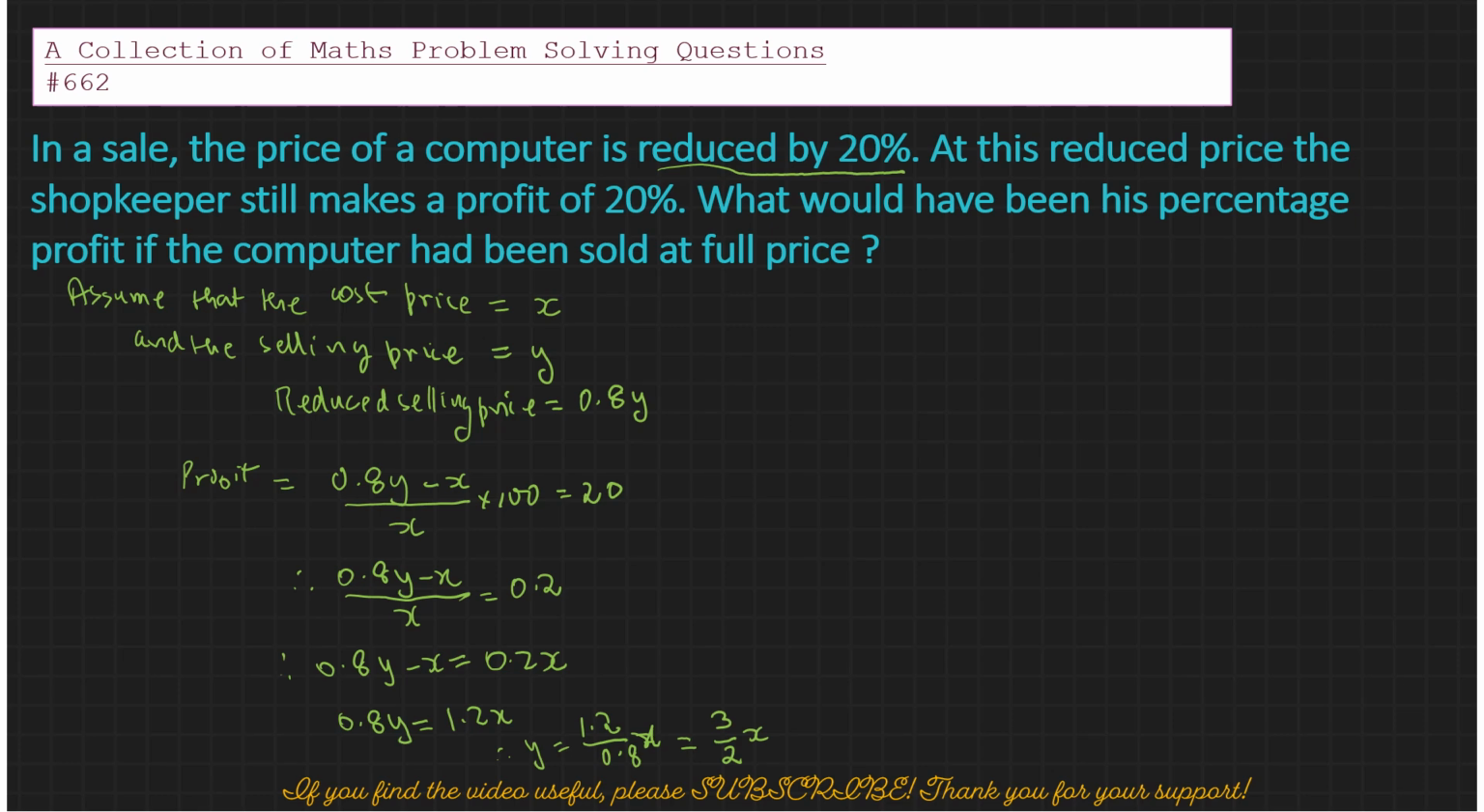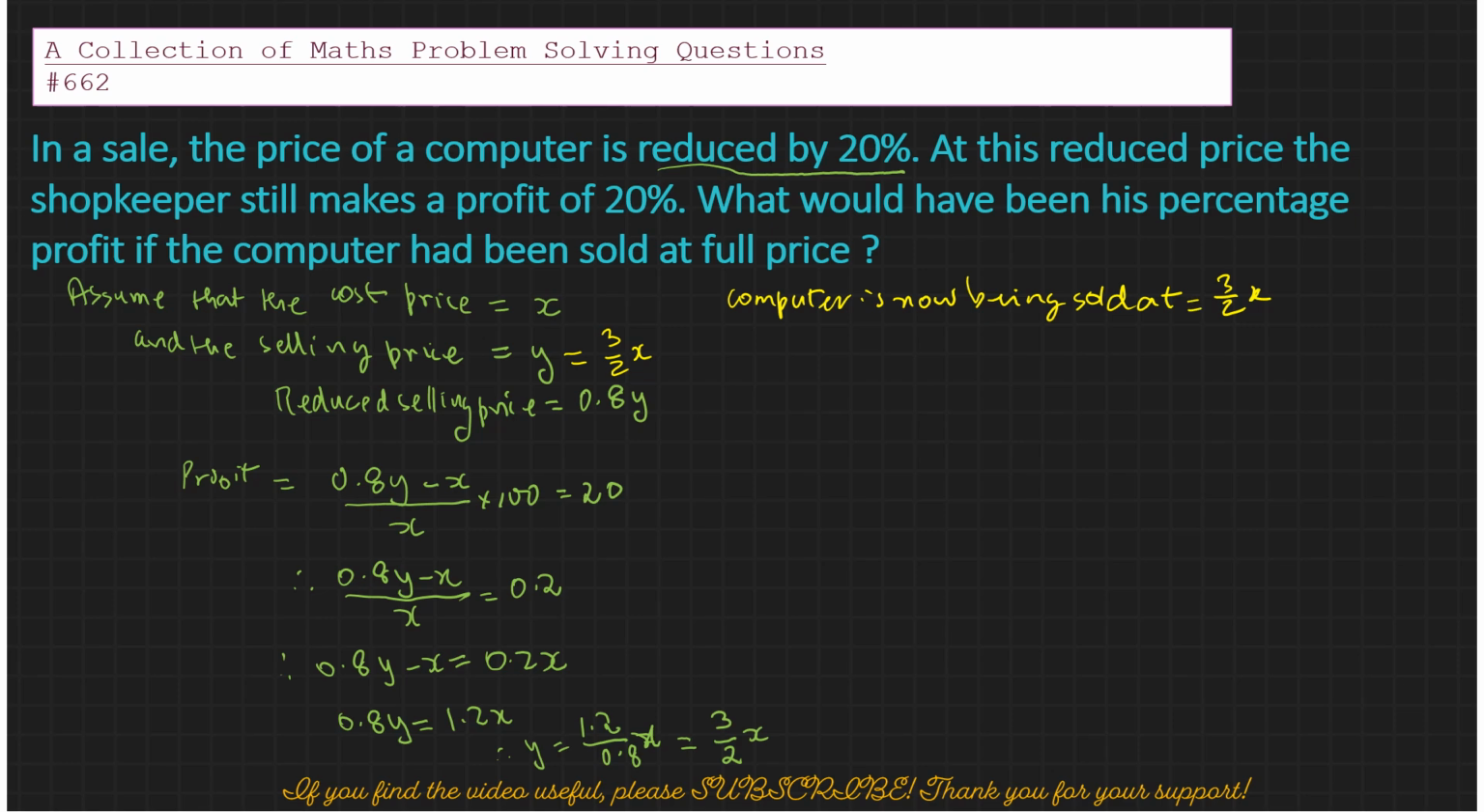So now you see what would have been his percentage profit if the computer had been sold at full price. So he's selling it at full price, so that's selling it at y. So y is now 3 out of 2x. So that is the full price, and it is now being sold at 3 out of 2x. So this is the price at which it's sold.